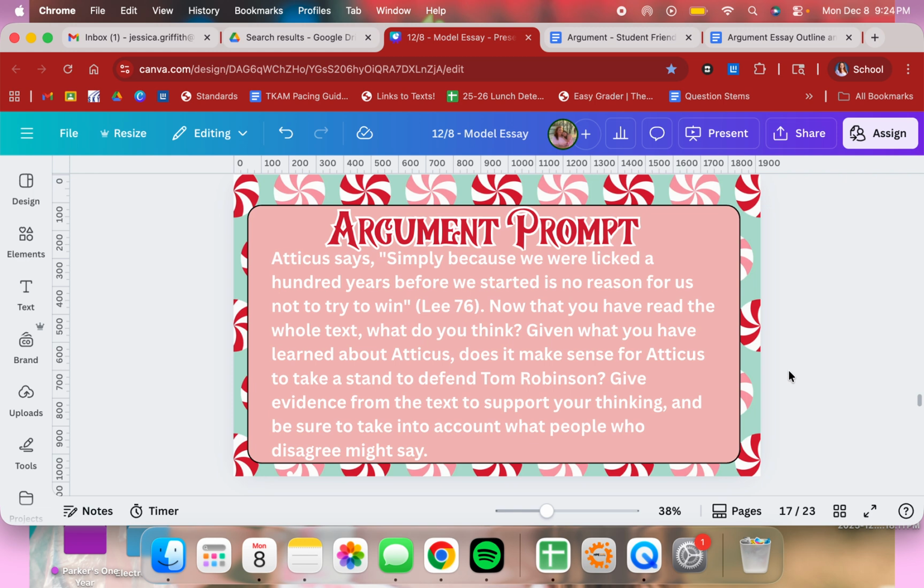So, again, this looks a lot like the prompt from yesterday because it is almost the exact same prompt, just we're changing it from Ms. DeBose to Atticus. All right, so your paper is focused on should Atticus take a stand to defend Tom Robinson.